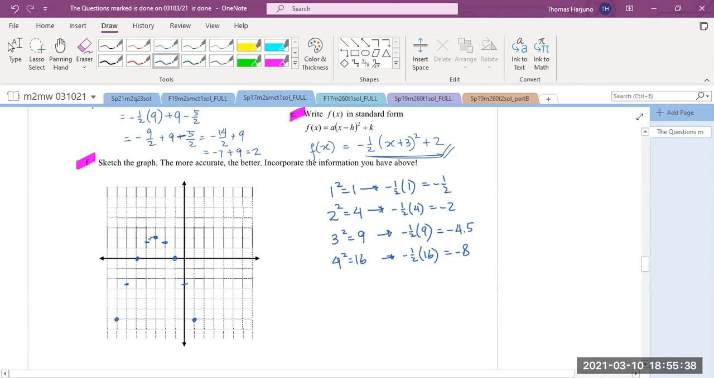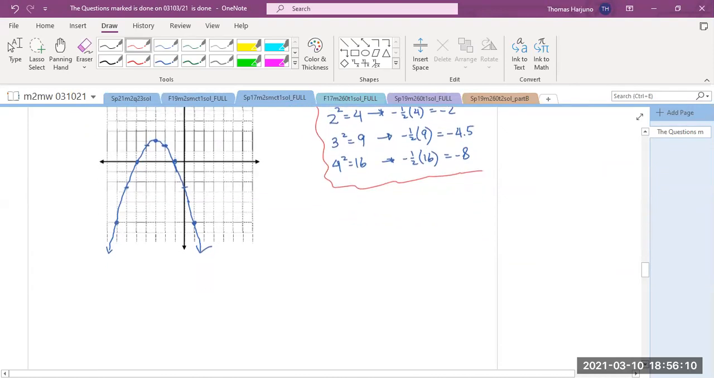Okay, so the graph of that parabola looks like this. Let me just leave it here to give you a hint. How do you get the other coordinates from the vertex? The movement. Let's go on. Next.